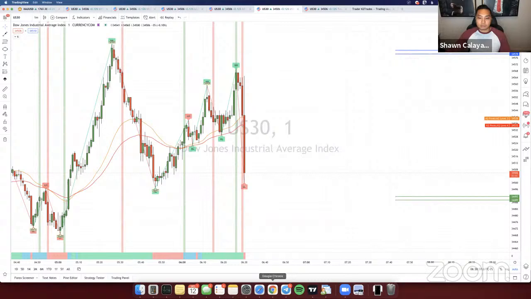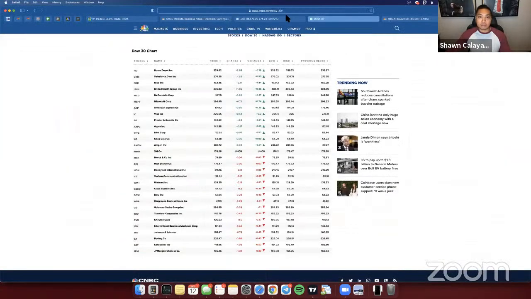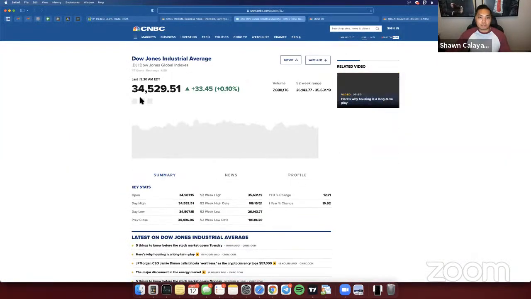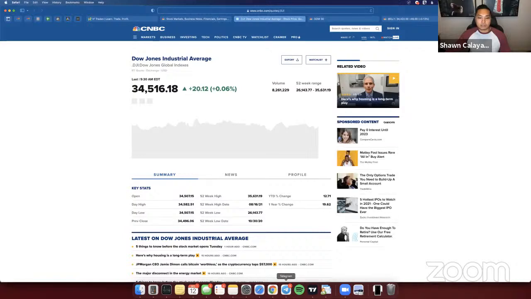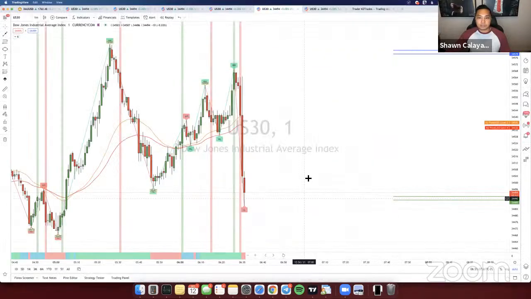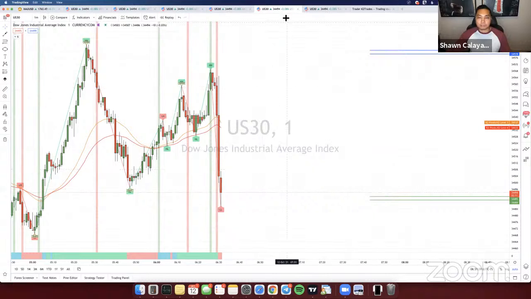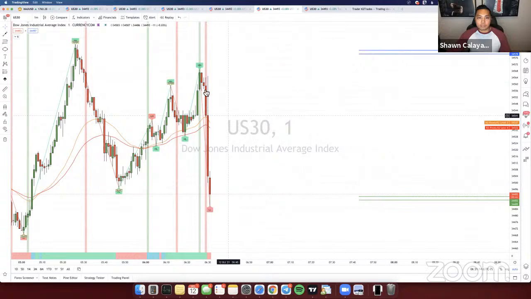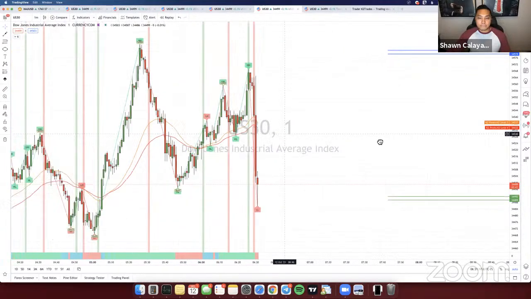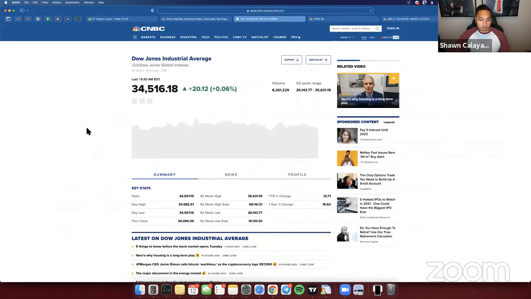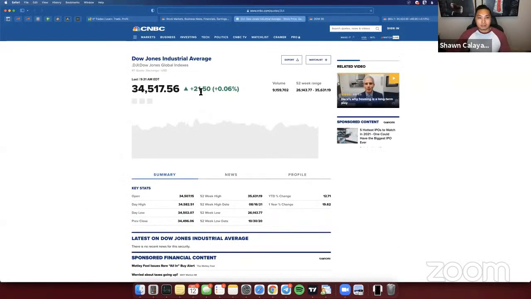So let me go ahead and refresh the fundamentals over here. I just want to make sure where everything's sitting. Refresh this. Currently 20 points in the green, so it's not very strong. This can easily shift to the downside. And this is why we don't enter trades right before market open, because we don't want to get caught in these spikes in price.